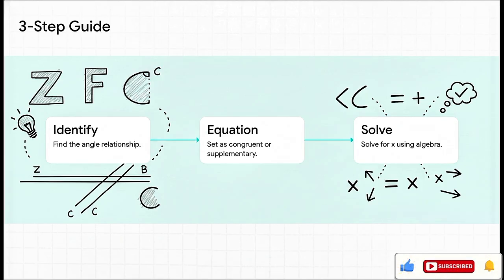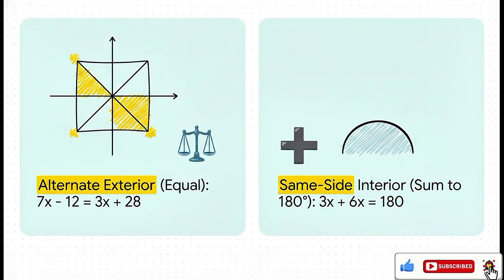Step 1. Identify the relationship using those Z, F, or C tricks we just talked about. Step 2. Decide if they are congruent or supplementary and set up your equation based on that. And Step 3. Use basic algebra to solve for x. Come on, let's do a couple together. Let's look at two super common scenarios you'll run into.